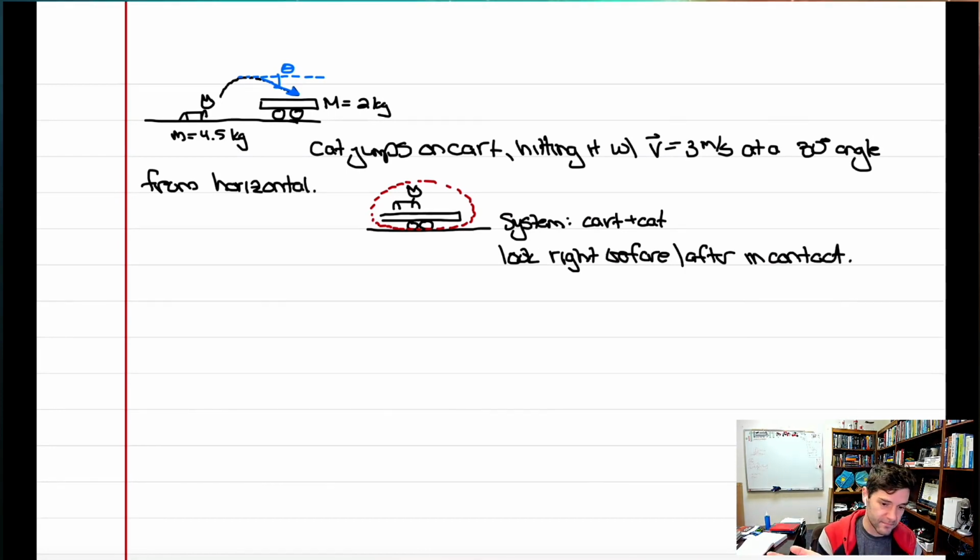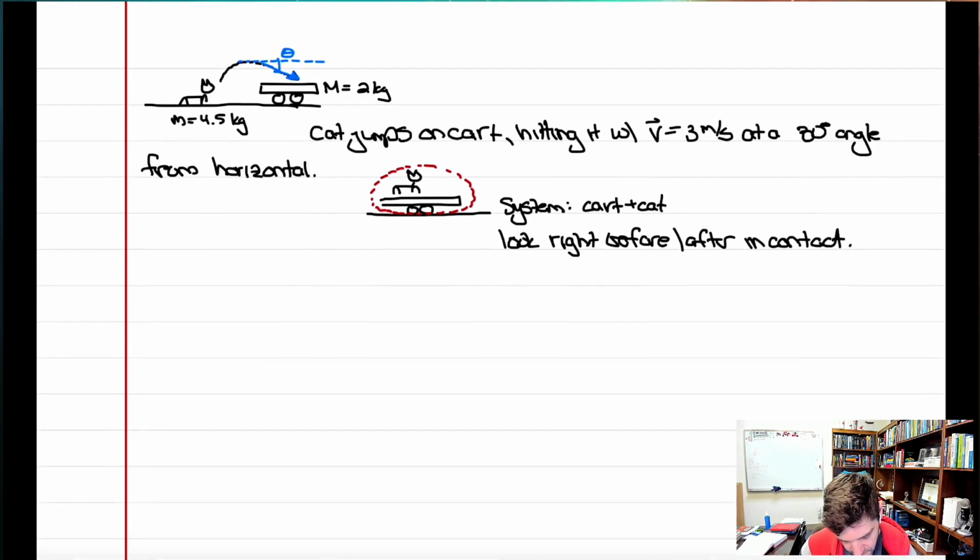Which really could be at any point after they come in contact, because we say that the cat comes to rest and just kind of sits on the cart as they coast. So in this case, I get asked what's conserved. The total momentum of the system is not conserved.